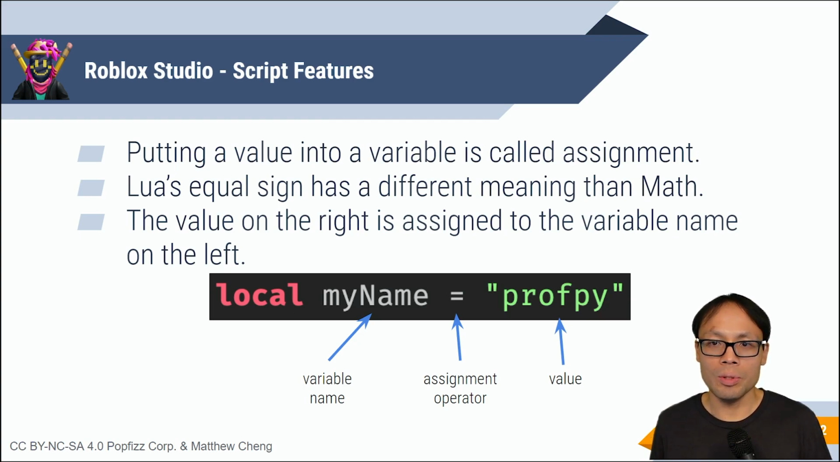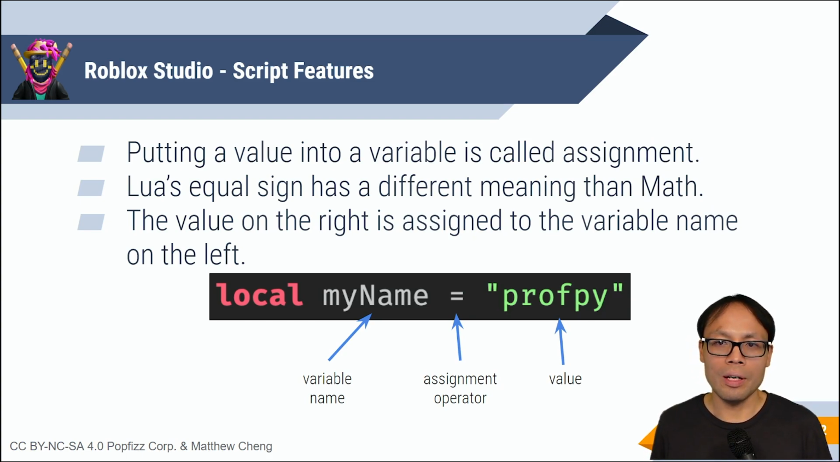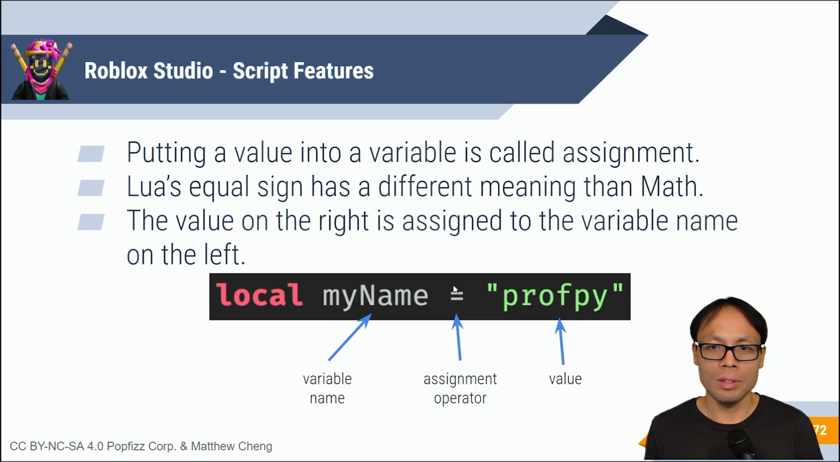Now, Lua's equal sign has a different meaning than you might be used to from math class. In programming and in Lua, it means that the value on the right-hand side is assigned to the variable name on the left-hand side. So again, we have local my_name. my_name is the name of the variable. Equal here means assignment. And the value here is profpi.